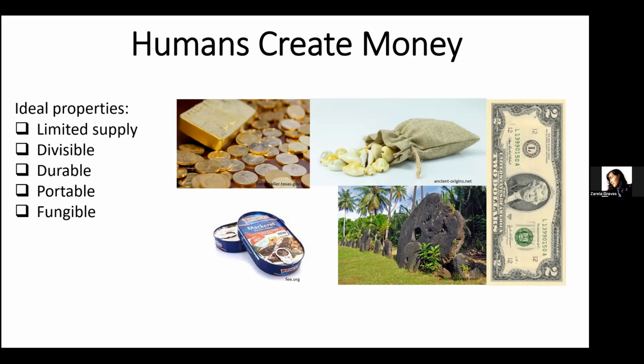But people have used all kinds of other things. We know they've used shells. That's why in American English, we have expressions like shelling out and clams. We talk about money in terms of shells. There are famous rye stones on Yap Island that have limited supply because they have to bring them in from 200 or 300 miles away by boat.